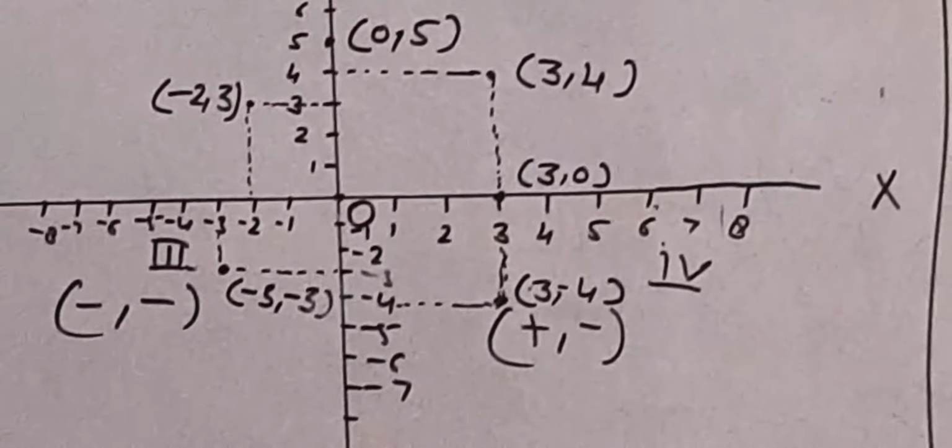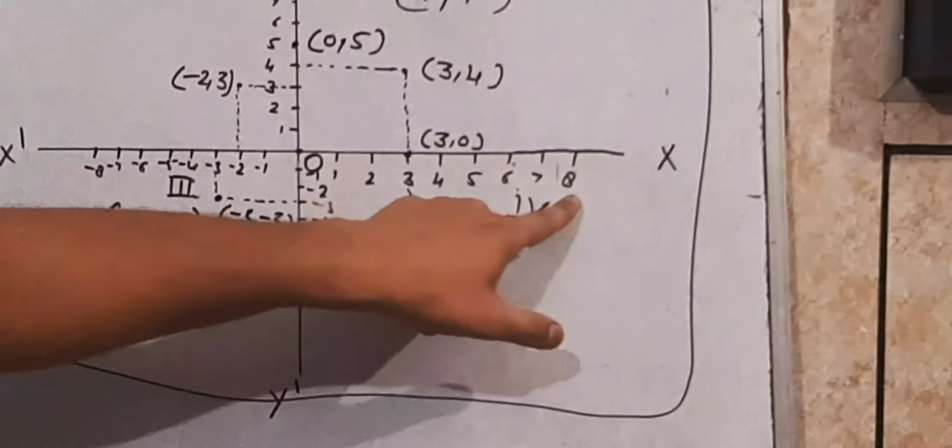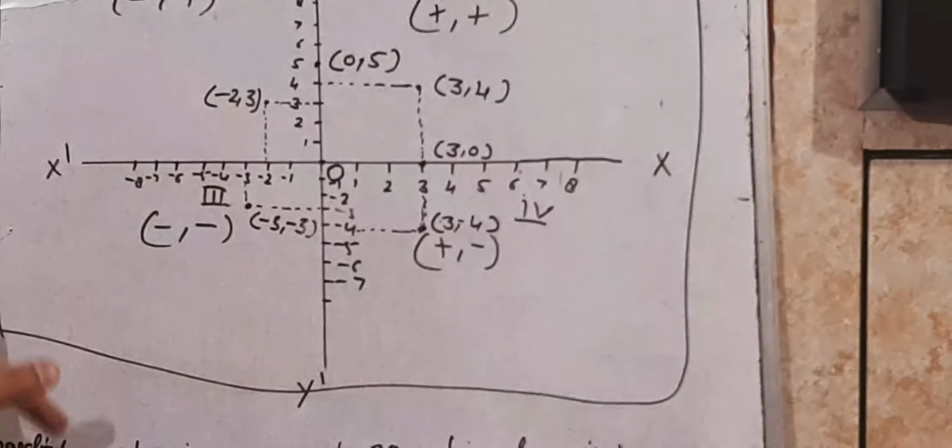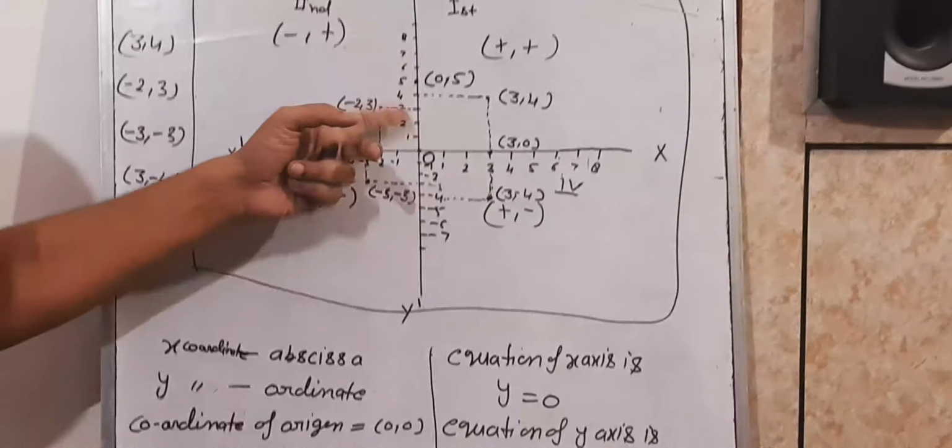A point on the x-axis is always (±a, 0). If it is plus, it lies on this side, and if minus, on that side. If y is positive then it is on the upper side, or if y is negative then it will be on the lower side.